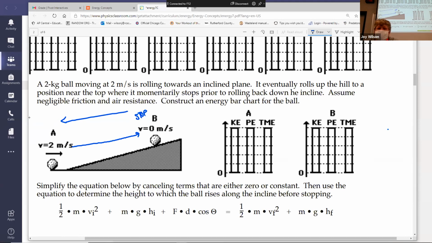Okay. So what kind of energy does the ball have when we start? Does it have kinetic? Because it is. So at point A, it has kinetic energy because it's not stopped. It's moving. So we would have some amount of kinetic energy. I don't care how tall you make the bar. Doesn't matter to me.